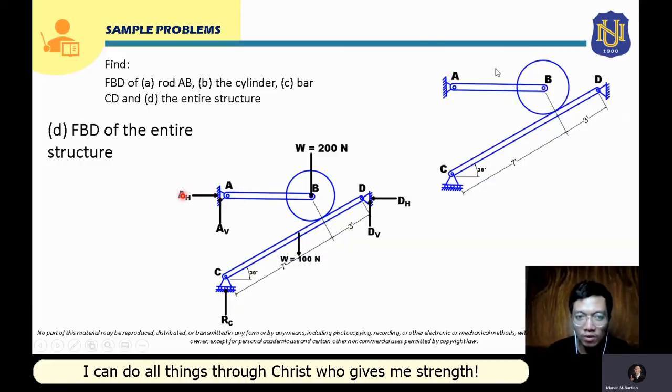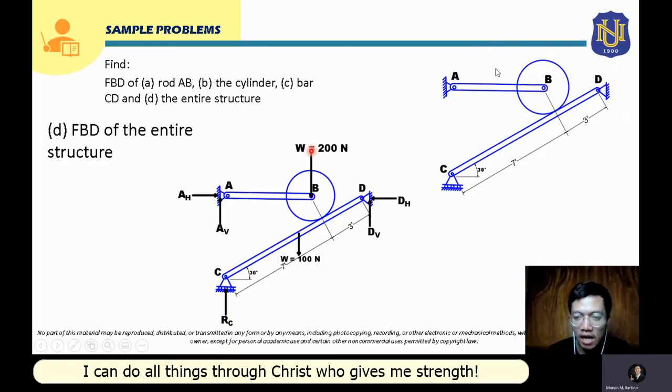The reaction forces here at A will be AH and AV. For point C, the support here is a roller, so there will only be one unknown reaction force, which we labeled as RC. And here at point D, there will be two reaction forces as well.